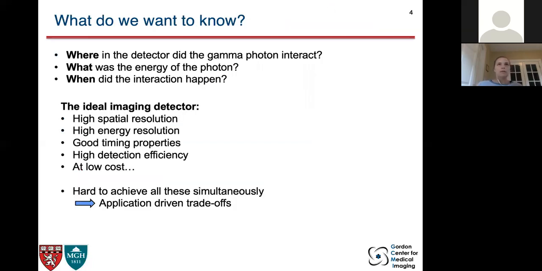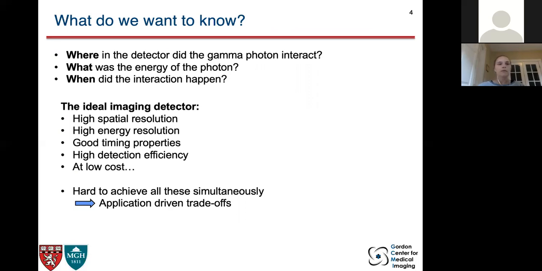Okay, so now that we have an overview of the imaging systems that we're focusing on, let's go back to the actual radiation detectors, because they are a very important part of these systems. So it's good to think about what it is that we want our detector to measure. In imaging systems like these, there are three main things that are typically important to know.